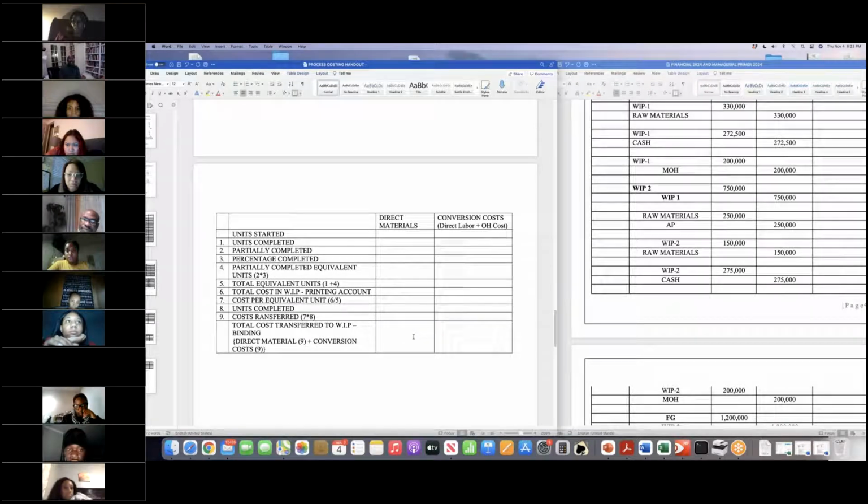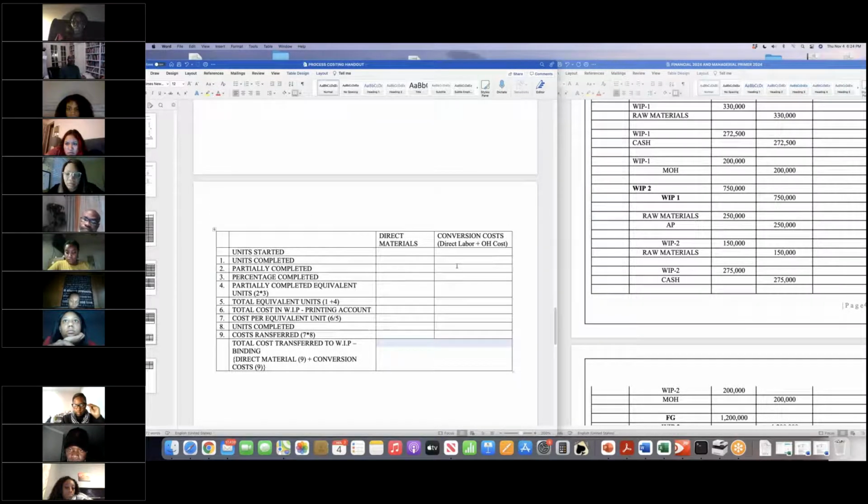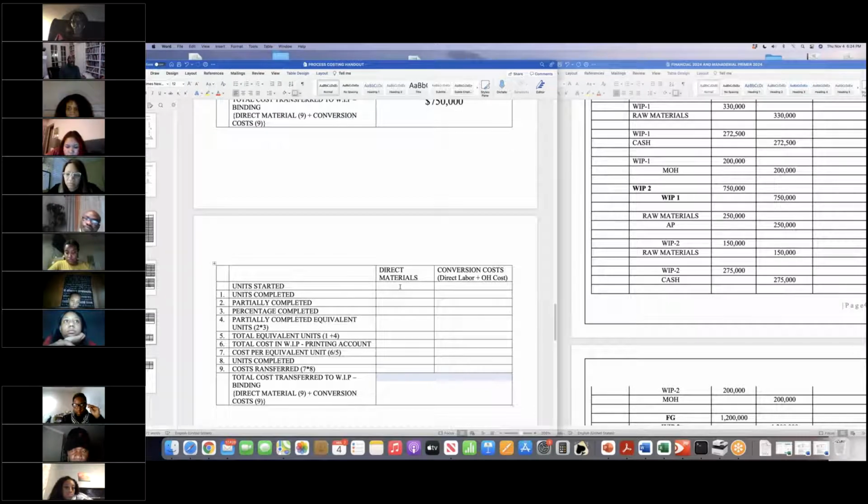We want the number that's going to go in this big box. Well, let's go with the units started. How many units started? 10,000. So we can put the 10,000 on both sides. How many were completed? 8,000. So how many were partially completed? 2,000.